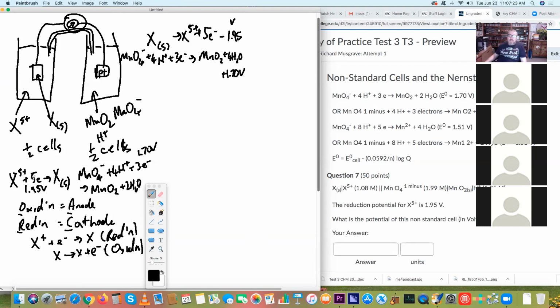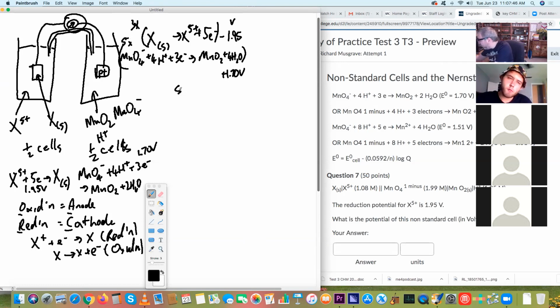But you see, it's not balanced. You see how you've got 5 electrons? We've got 5 electrons, but the bottom one's accepting 3. So we have to somehow make it so the electrons are the same. And the way we do that is we take the reaction and we multiply this one by 3. And I'll take this bottom reaction and I'll multiply it by 5.